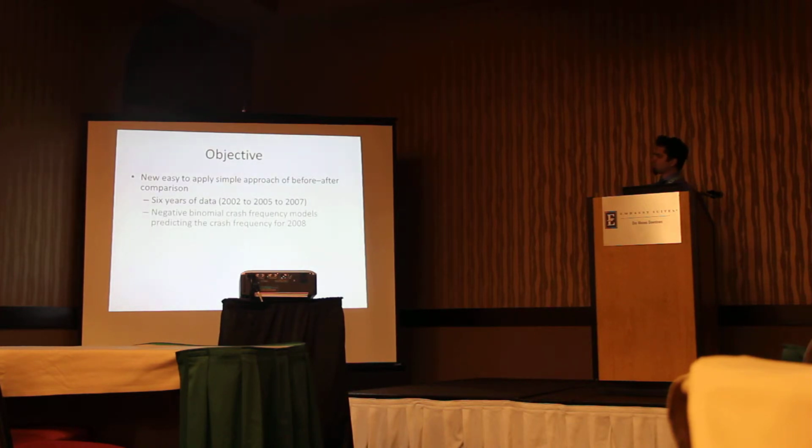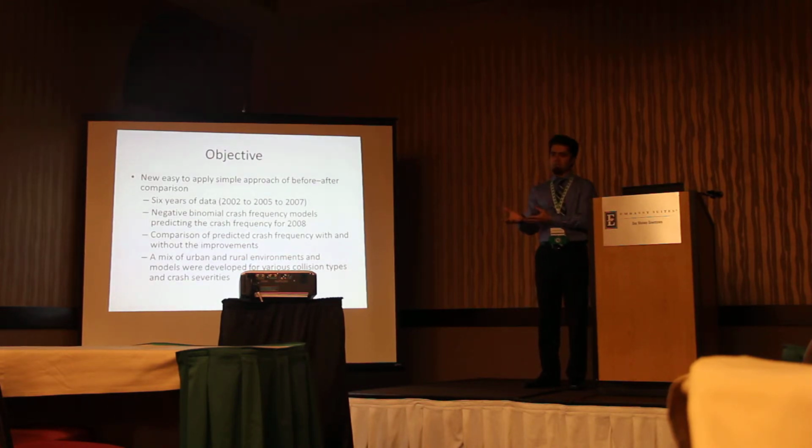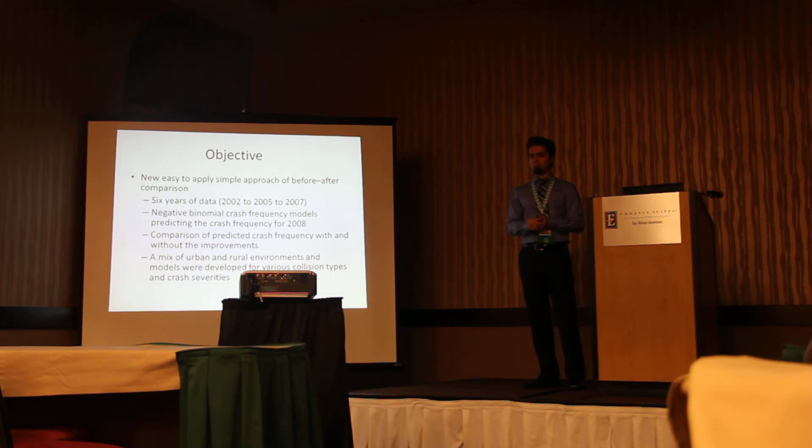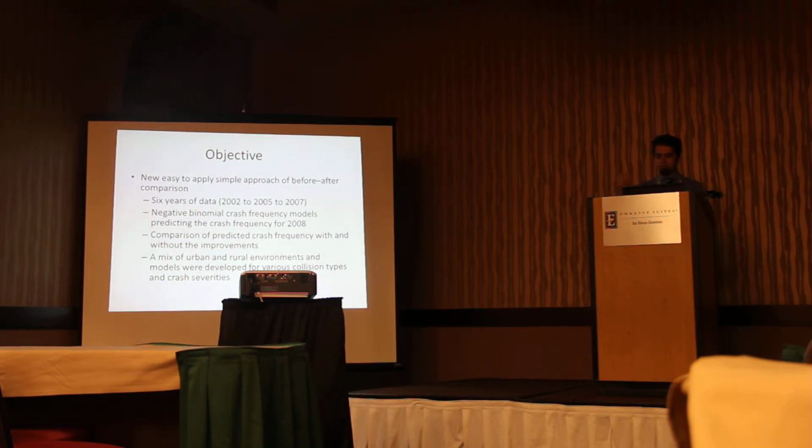I'll talk about the way it was done in the methodology, but here is an overview. Six years of data, 2002 to 2007, were used. Negative binomial crash frequency models were developed, and then a comparison was made between predicted crash frequency with and without the improvement. Using these models, crashes were predicted for 2008, once assuming the safety improvements, which is the blueprint program, and once without them. Then you can compare the predicted number of crashes and come to an insight about the effects of the safety program.